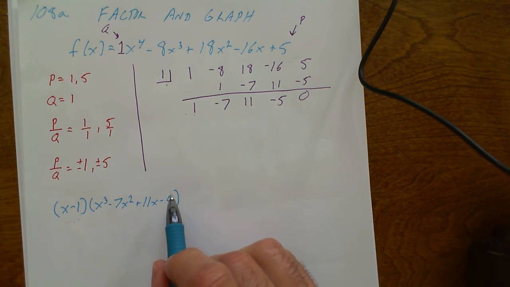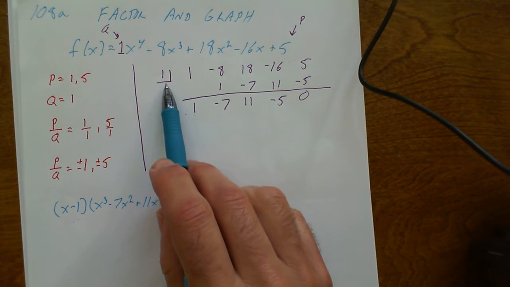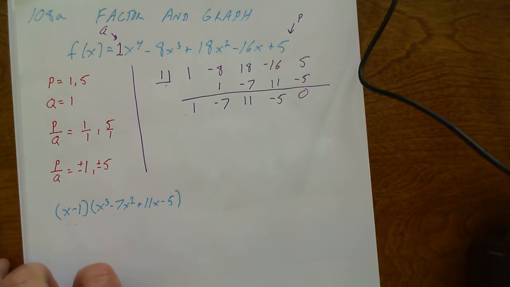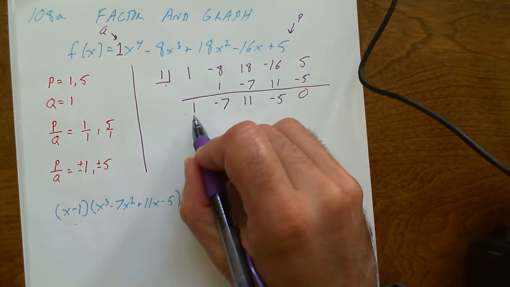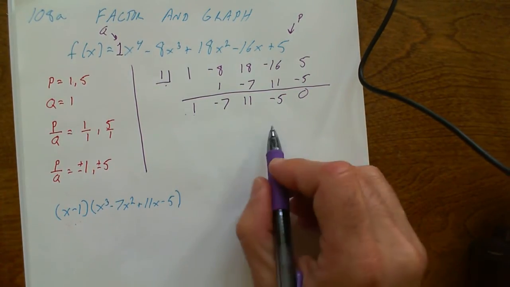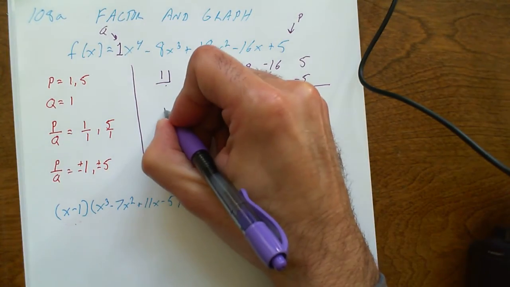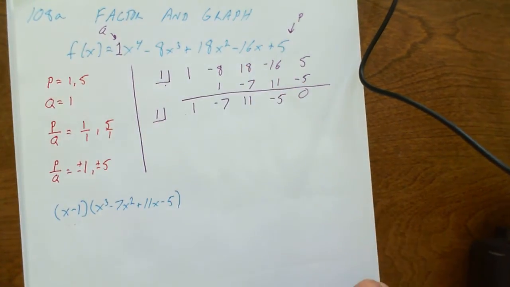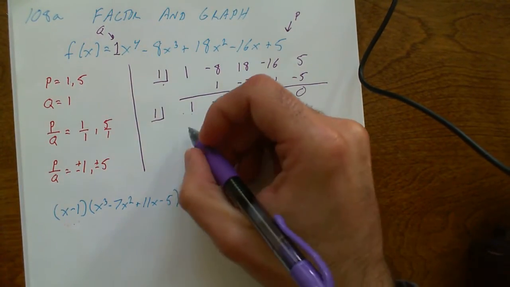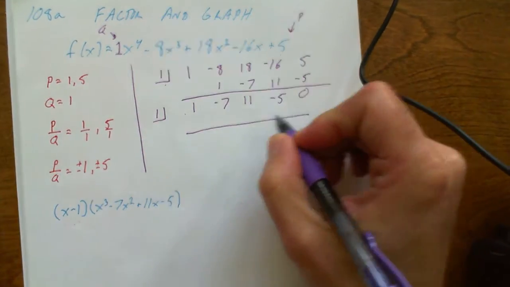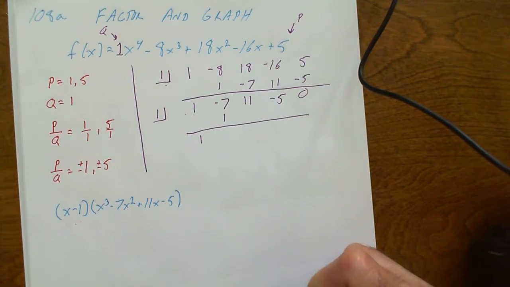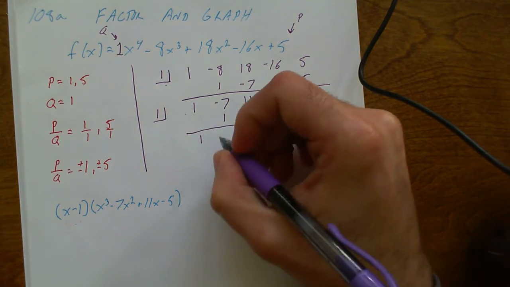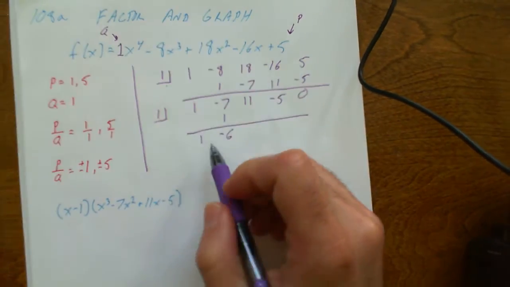Now let's do synthetic division again. Remember, let's keep dividing by 1 in case 1 can be another factor, until it doesn't work. It's already here, so let's divide by 1 again. Now I'm just dividing this, so I have fewer numbers to do. Bring my 1 down. What's 1 times 1? 1. What's negative 7 plus 1? Negative 6.